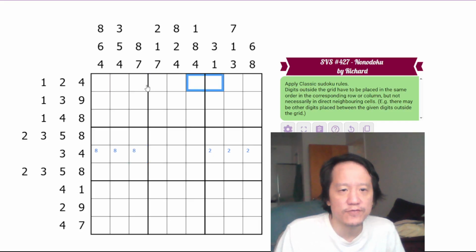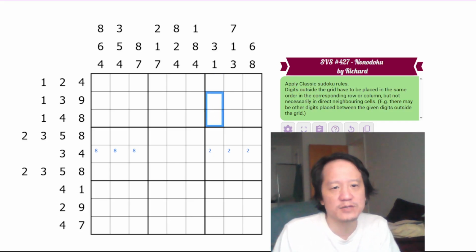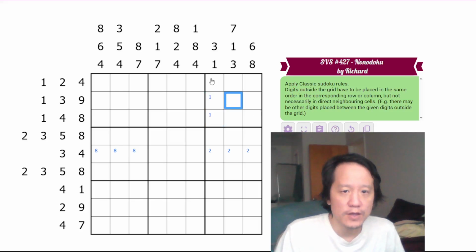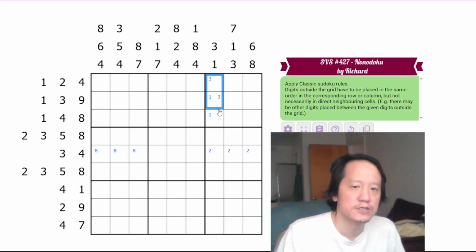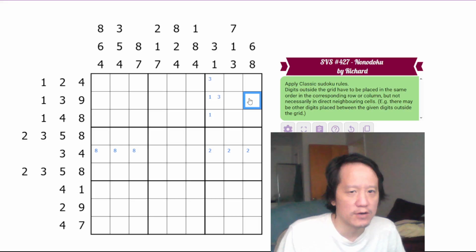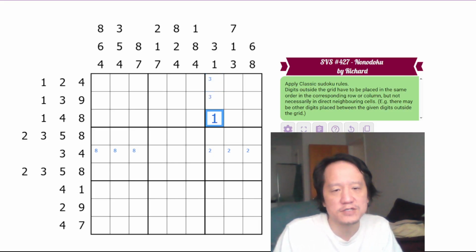1 has to be one of the first digits in rows 1, 2, or 3 out of the 3 digits. That means 1 cannot be here. 1 has to be one of these 2 here. That means 3 has to be one of these 2 digits here, because 3 has to be in front of the 1. If this were 1, 3, and 9, that would not work, because this 1 would not have a 3 in front of it. So this can never be 1. Therefore, this is guaranteed to be the 1.